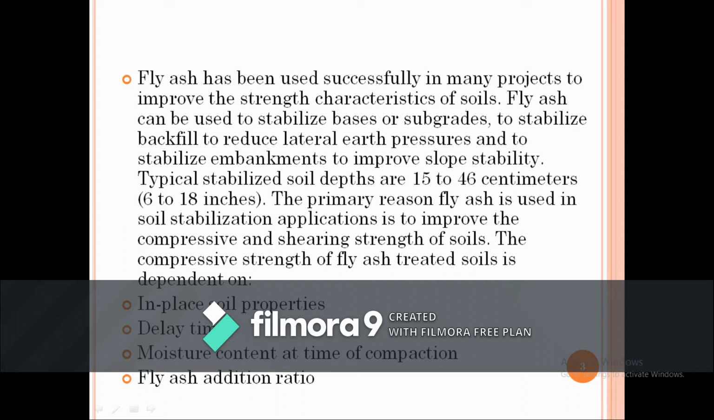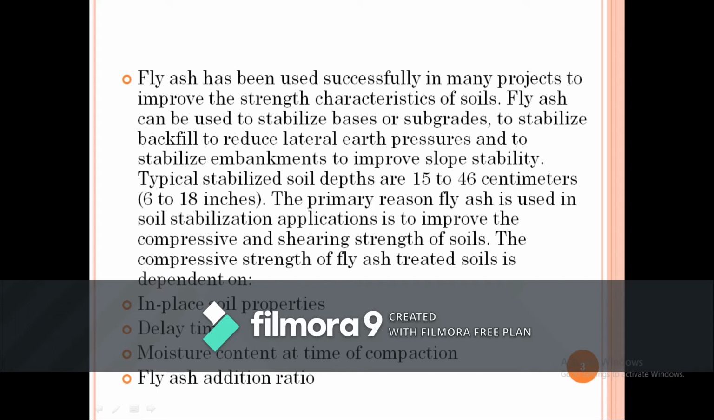So in what cases are you using it? Mainly because of its strength characteristics, it is used for subgrades as well as bases, and also it is used as a backfill material so that you can reduce your lateral earth pressure, as well as for stabilizing your embankments wherein the slope stability is important. Over there, to improve the slope stability also, we are using this fly ash. Typical stabilized soil depths are 15 to 46 centimeters, that is roughly 6 to 18 inches.